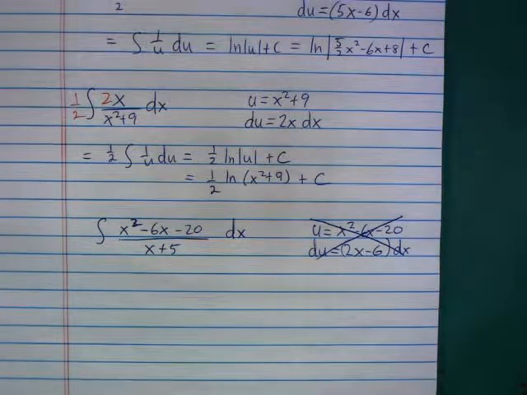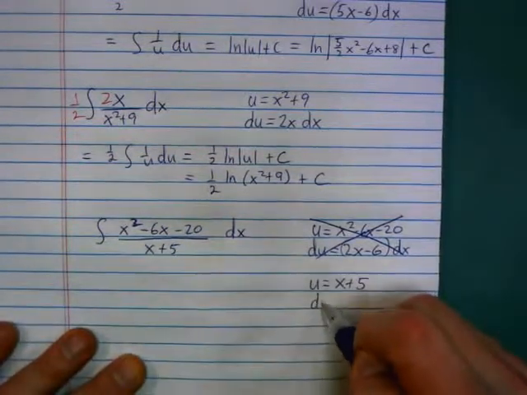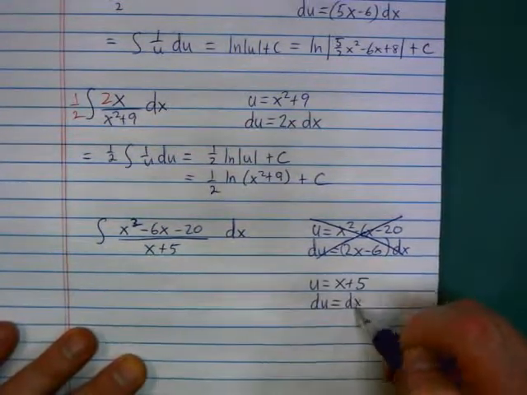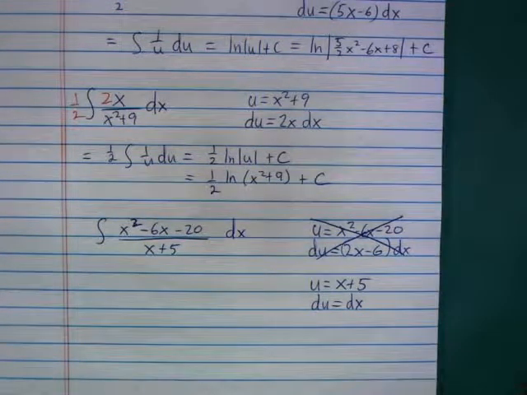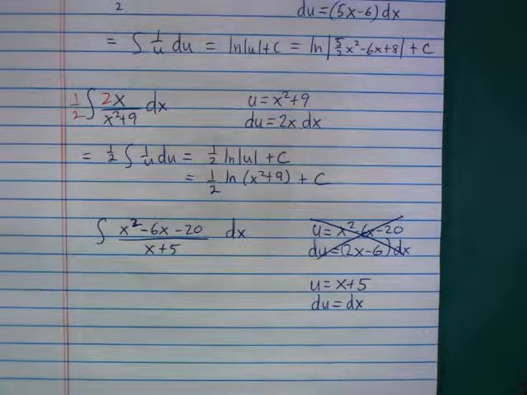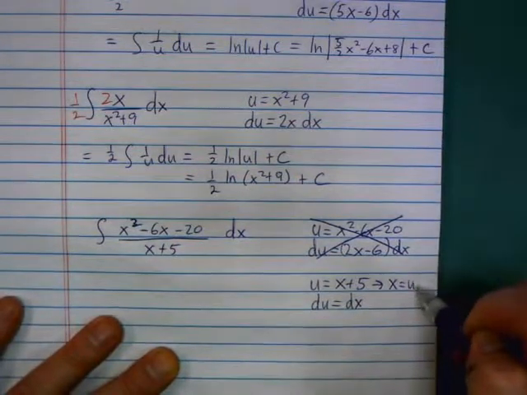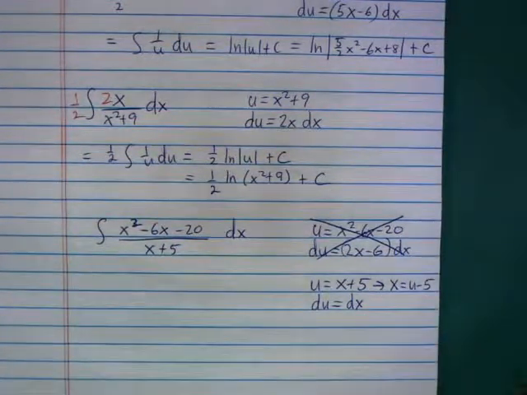Well, my only other choice is u is x plus 5. If u is x plus 5, then du is dx. So what am I going to do with x squared minus 6x minus 20? All right, so there are two different ways to handle this problem. One is we come here and we write x equals u minus 5. Kind of like we did in one of these problems we had on the board today. Pretty much the same idea.